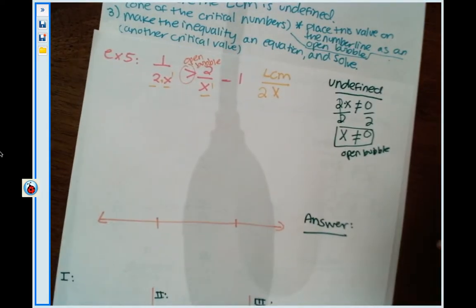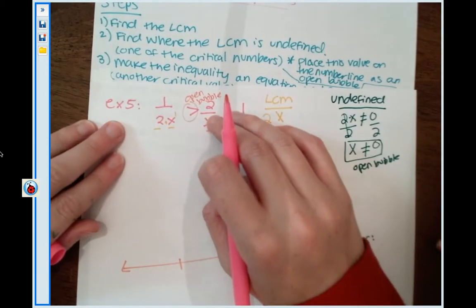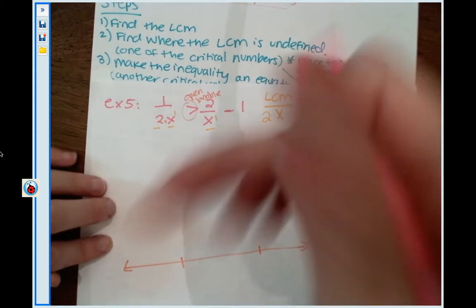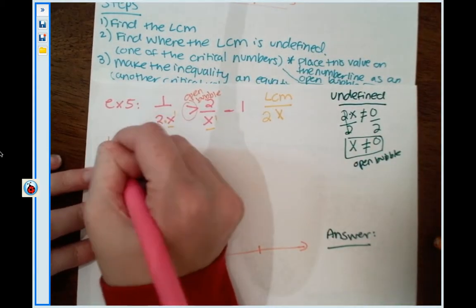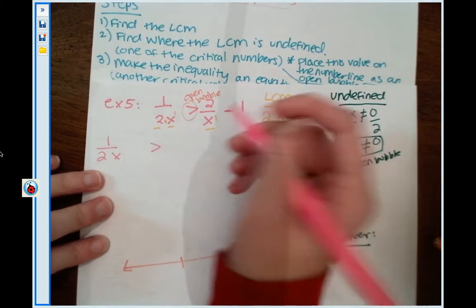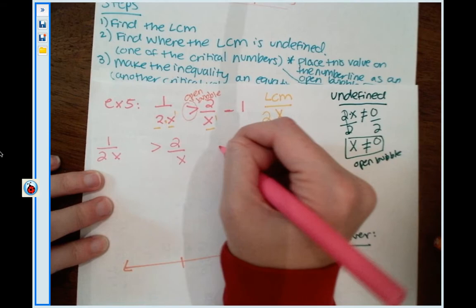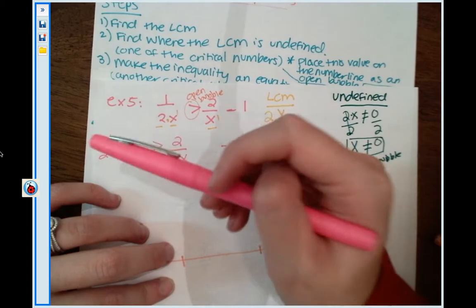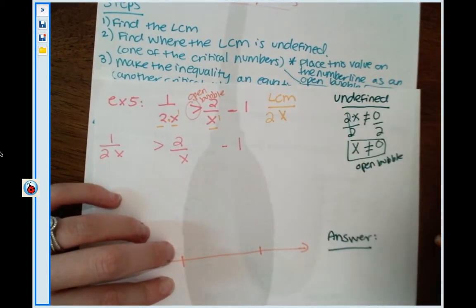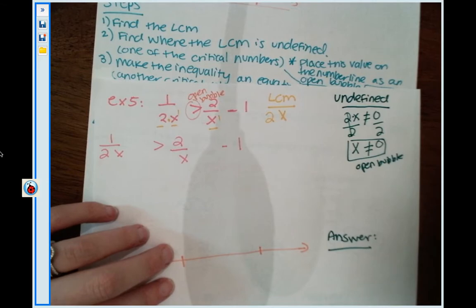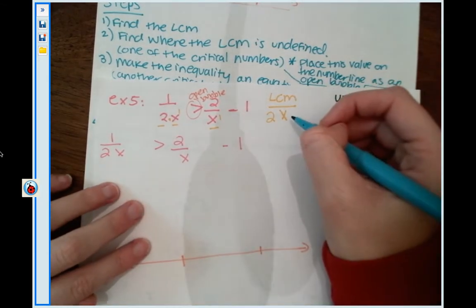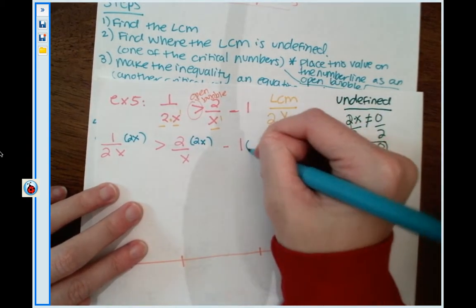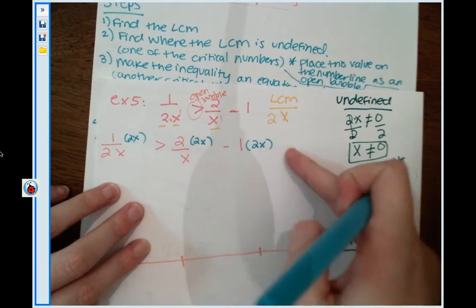So let's start solving. I'm going to rewrite this with an equal sign, and remember, I'm going to leave some space in between each piece so I have room to multiply the LCM to it. So I have 1 over 2x is greater than 2 over x minus 1. Remember, you multiply the LCM to every single numerator in the equation. So let's see what happens. My LCM is 2x, so I'm going to multiply every single numerator by my 2x. Every single piece. So let's go.